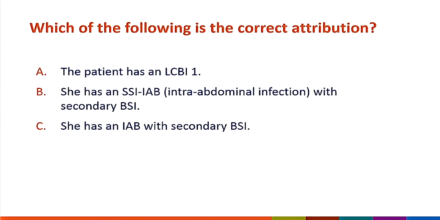Again, you get to try your hand. Which of the following is the correct attribution? A, the patient has an LCBI 1. B, she has an SSI, surgical site infection, intra-abdominal infection with secondary BSI. Or C, she has an intra-abdominal infection with a secondary BSI, not a surgical site infection.